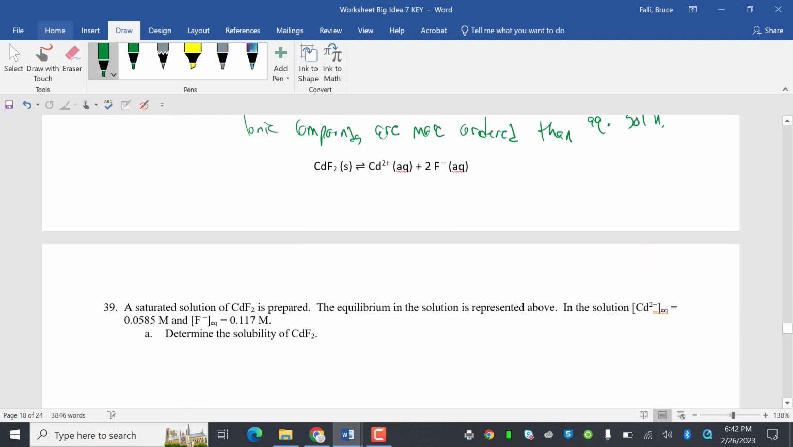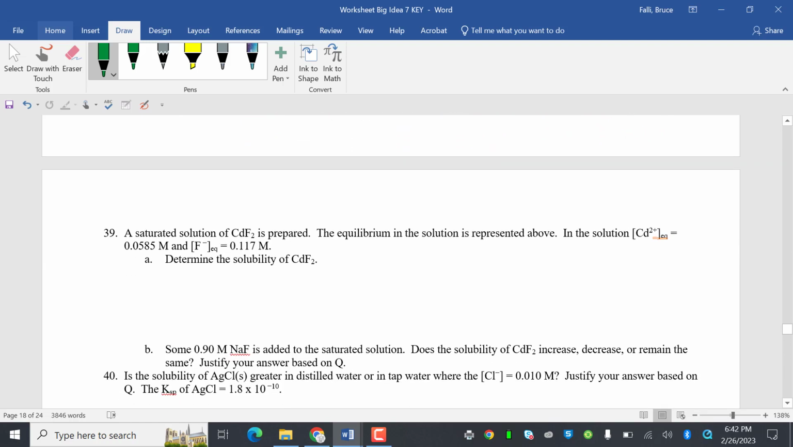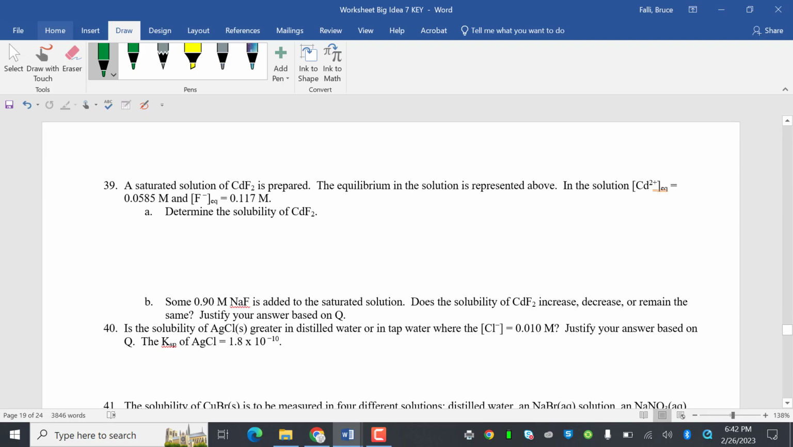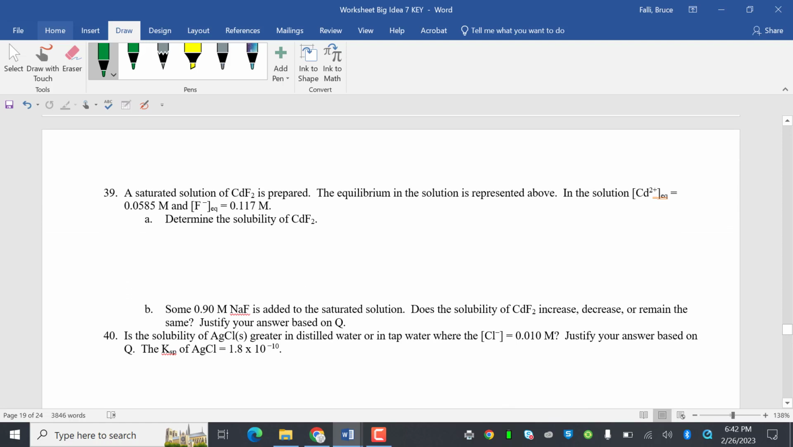Cadmium fluoride yields cadmium plus 2 plus 2F negative. A saturated solution of cadmium fluoride is prepared. Equilibrium in the solution is represented above. In the solution, cadmium equals this much and F equals this much. Determine the solubility of cadmium fluoride. So we're looking to find the molar solubility. Okay, so we've got a saturated solution prepared, different ions, determine the solubility.